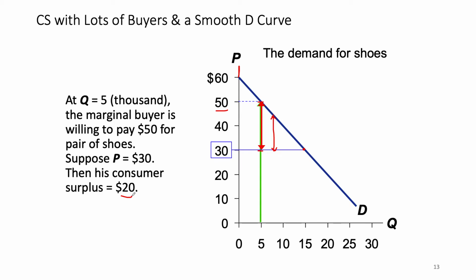So that's true at any of these points. If I consider this difference between any of these two points, here the marginal buyer has a willingness to pay of, let's say, 55 bucks. I'm asking them to pay 30 bucks, so their consumer surplus will be 25.